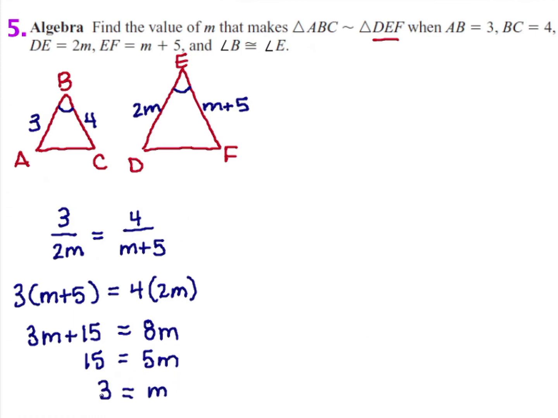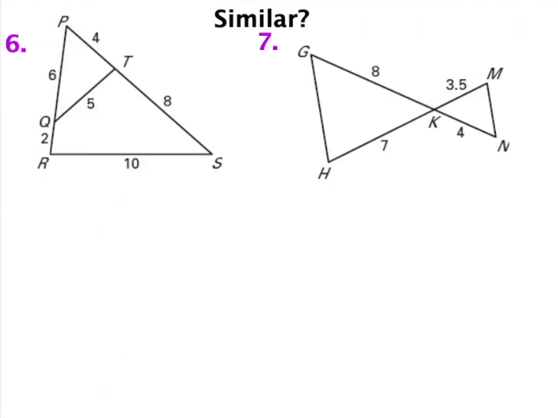I'm getting m equals 3. Let's go stick that back in and see if it makes sense. 2 times 3 is 6. 3 plus 5 is 8. And that's totally making sense. Do you even see what the scale factor is? Scale factor of times 2, isn't it? Number 6. Do you even see the 2 triangles here?